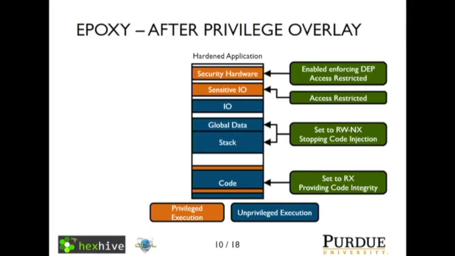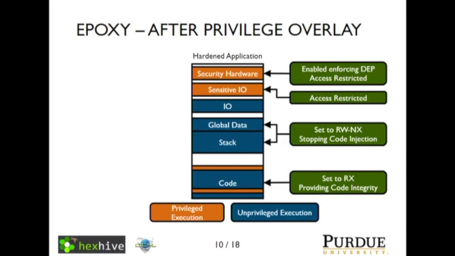So after doing the privilege overlay, our security hardware is protected and enforcing DEP. Our sensitive I/O is also protected. And global data and your stack, you can no longer inject code into. They're read, write, and no execute. And then our code is set to read and execute, providing code integrity. So you can't rewrite the code.